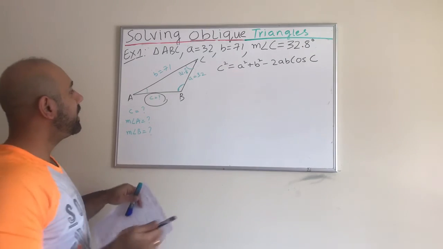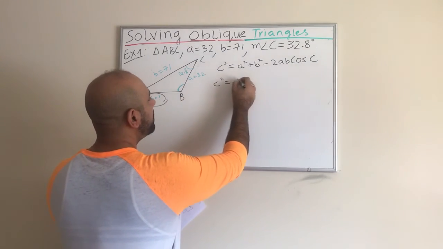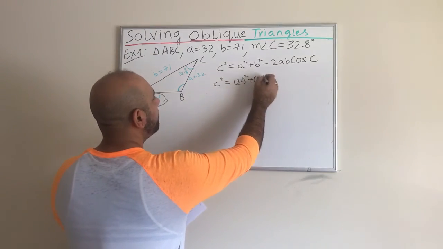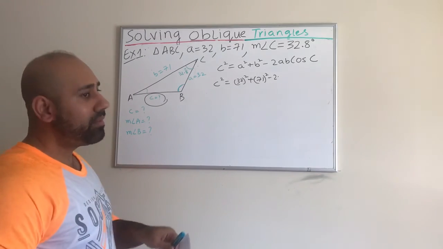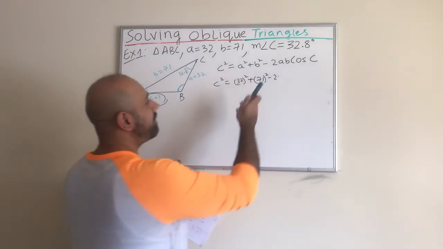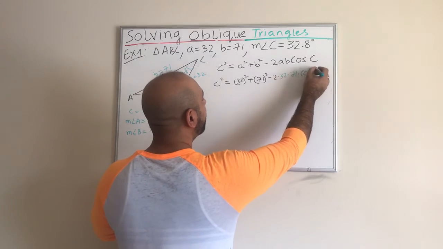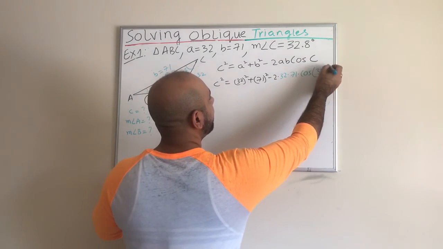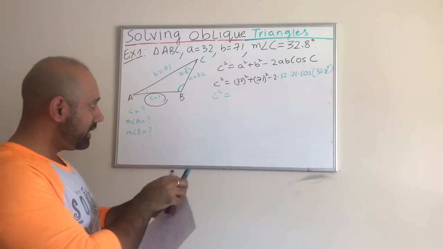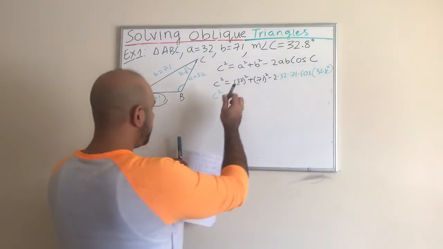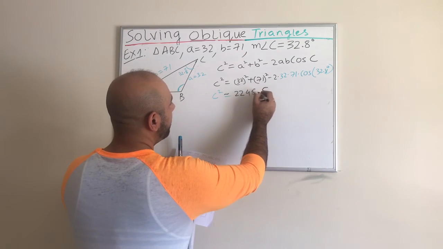Okay, using this formula, let us substitute the values, guys. c square is going to be a, which is known, 32 square, plus b, which is known, 71 square, minus 2 times a times b times cosine c. We know the values for a, b and angle c, so we have everything on the right-hand side: 32 times 71 times cosine of 32.8 degrees. When we simplify all this, and I have already simplified it, we get 2245.5 if I round to one place.